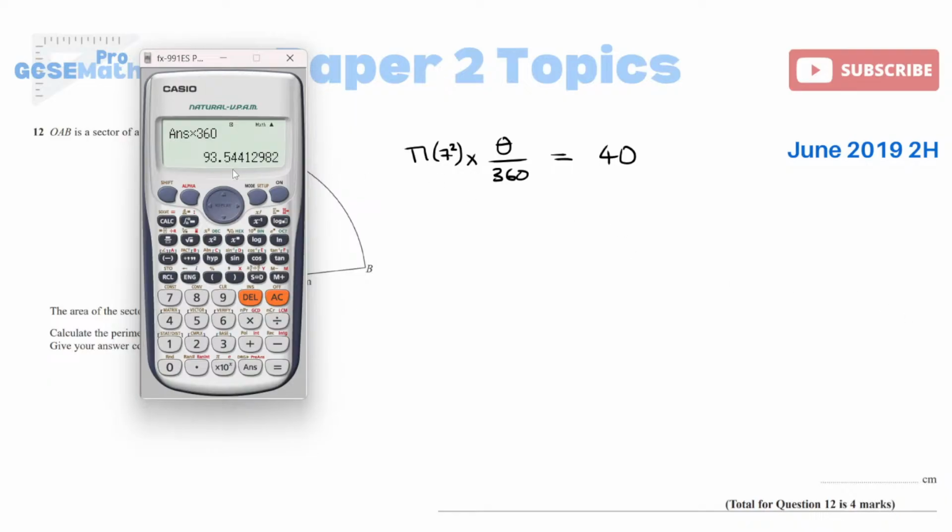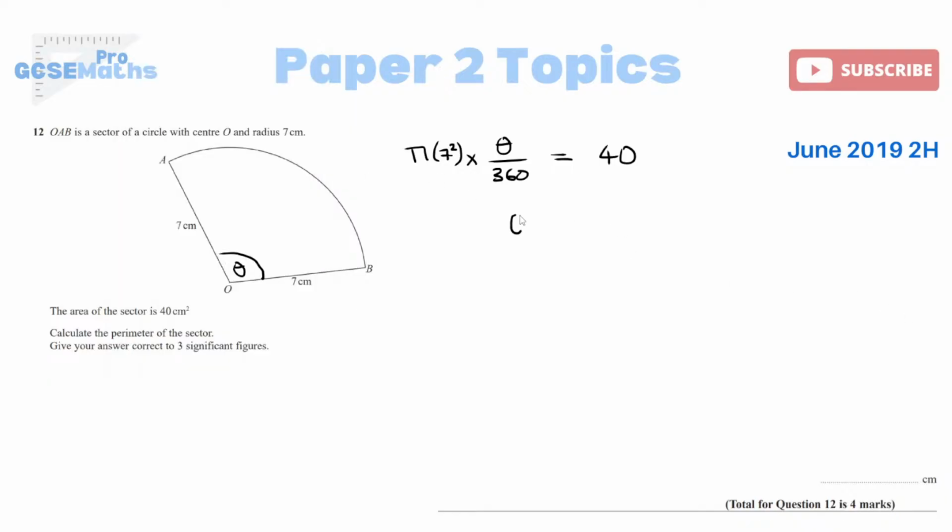So you get 93.544. So that's the angle. Try and keep as many decimals as you can, because this isn't the final answer, is it? 544. So I'm keeping a couple of the decimals there. So this is now this angle. So I've dealt with that. I can move on from that.